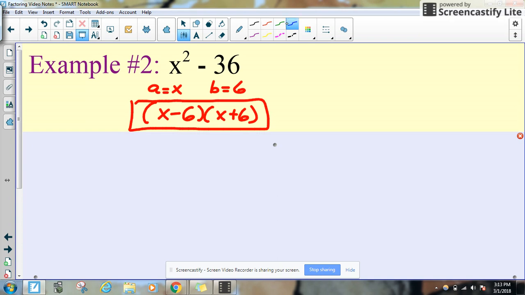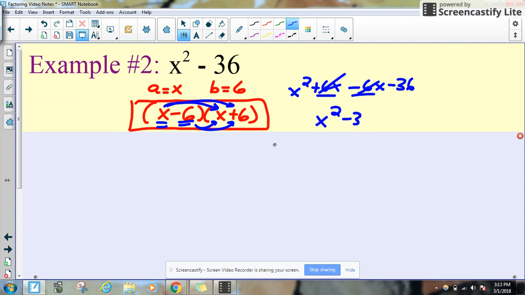Now, if we take a moment and actually use the distributive property on this, we could distribute the x into these parentheses here. So this is going to be x squared plus 6x. And then we're going to use the negative 6 and distribute into these parentheses. So that is going to be negative 6x minus 36. And you're going to notice that the 6x and the minus 6x cancel, giving you x squared minus 36. So this factoring actually worked. We got the original problem.